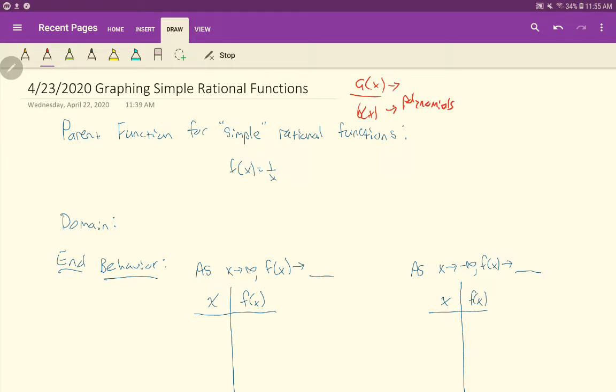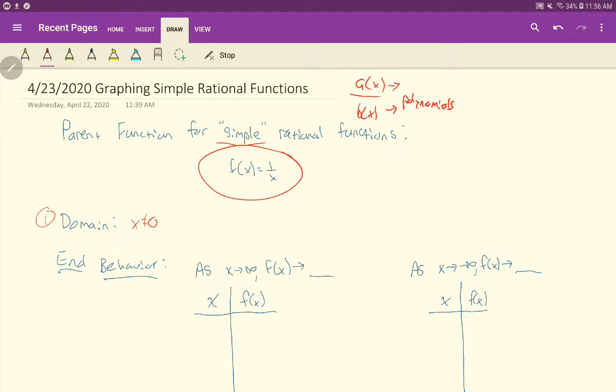Now when it comes to graphing, we're going to go back to that parent function idea, and our parent function for a simple rational function is f of x equals 1 over x. The first thing we'll talk about here is the domain. What would the domain of this function be? I challenge you to try and answer this without a graphing calculator. Just look at it. Are there any x values here that would cause problems? The x value of 0, and why? Because it would cause us to divide by 0, which would make the function undefined.